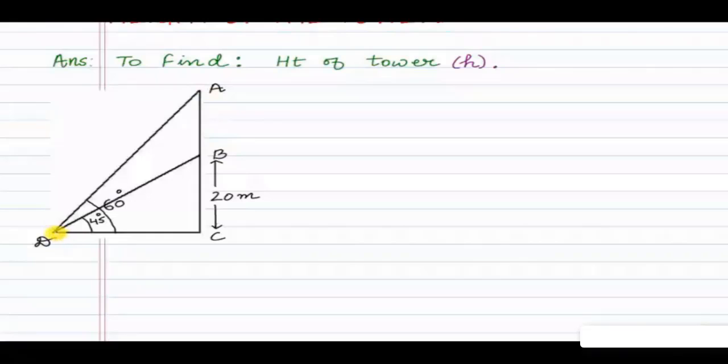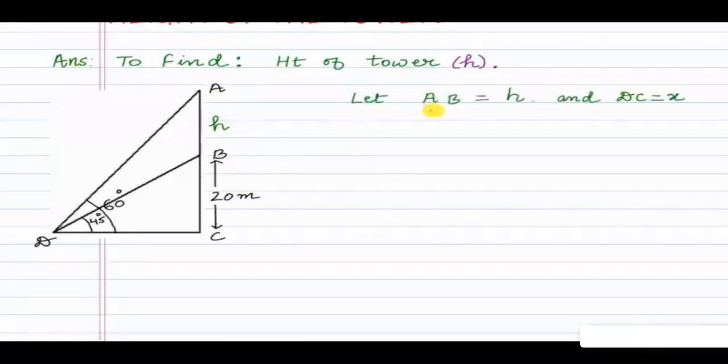From a point D on the ground, the angle of elevation of the bottom of the transmission tower is 45°, and the angle of elevation of the top of the transmission tower is 60°. From this information, we have to calculate the height of this transmission tower AB. Let it be equal to H. So we will find H in this question.